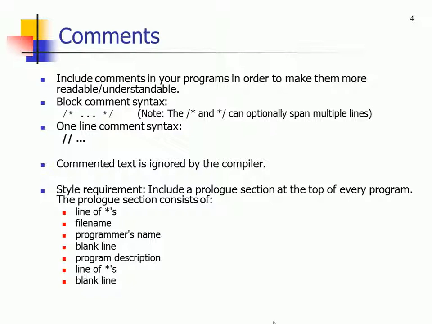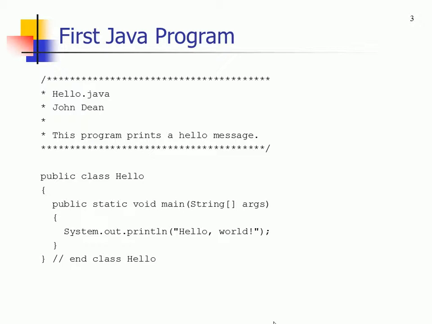Style requirements include a prologue section at the top of every program. It consists of a line of asterisks, a file name, the programmer's name, blank line, description lines, and then blank line, just like that. Again, I have had students who take programs from other students and turn them in as their own, and don't change this. So that's always a dead giveaway that it's somebody else's code.